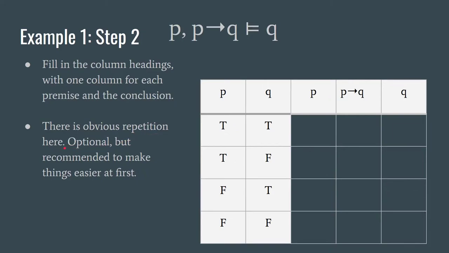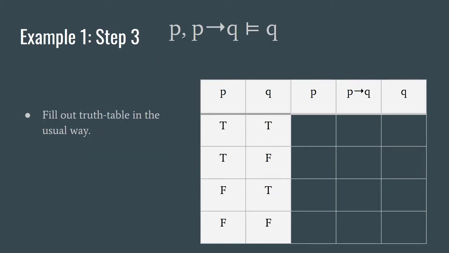Now there's some obvious repetition here. Students always ask me, do I have to rewrite a column for P and Q when they're already over here? The answer is no, you don't have to. This is all a means to an end of checking the validity of this argument form. So if you can do that, whatever way makes you happy. I recommend doing the repetition because now we have the premises and conclusion nicely laid out for us in order. We don't have to jump around with our eyes and risk making small calculation errors. In more complex argument forms, things might get trickier. So it's good to just get in the habit of making a separate column for each premise and the conclusion.